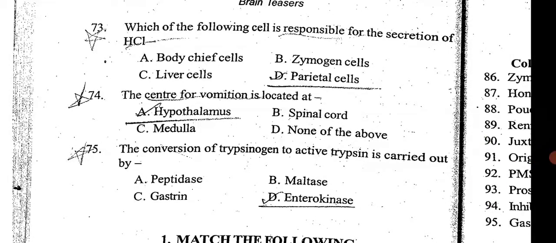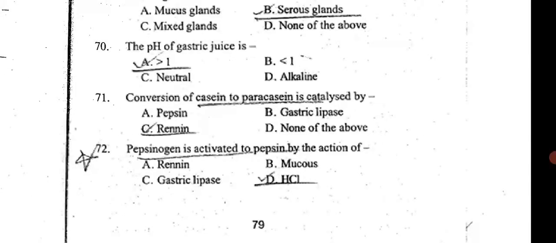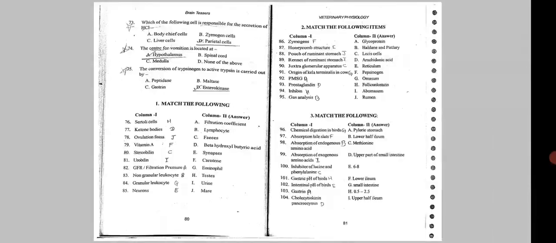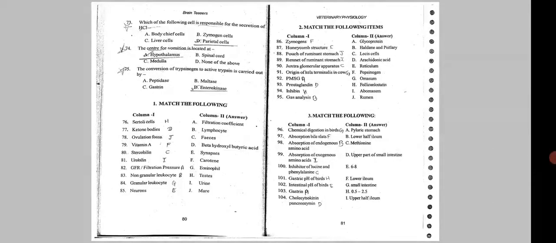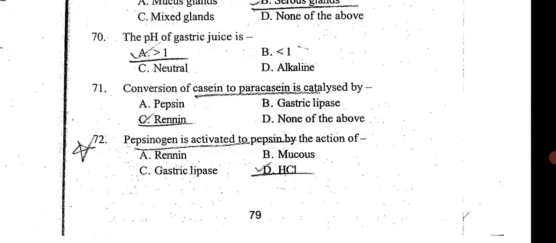Which one of the following is responsible for secretion of hydrochloric acid, HCl, in the stomach? Within the stomach, parietal cells secrete HCl, and HCl is responsible for activation of pepsinogen to pepsin. HCl is secreted from the parietal cells, and this HCl is responsible for converting pepsinogen to pepsin for protein digestion.